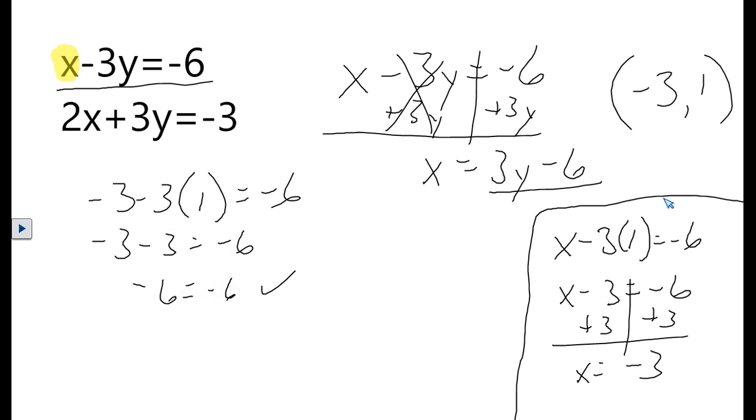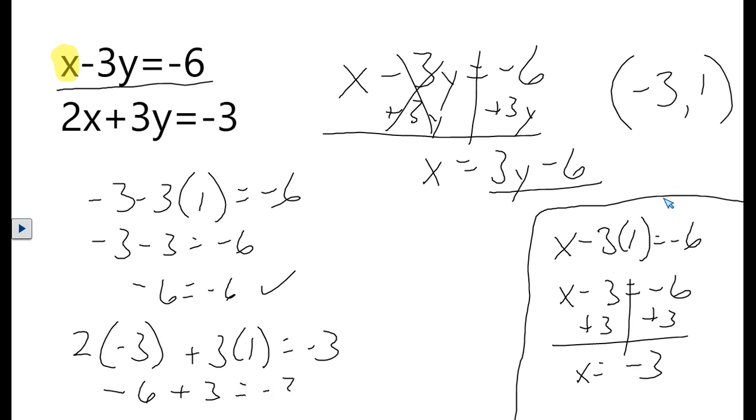Let's try the second one. 2 times x, 2 times negative 3, plus 3 times 1. 2 times negative 3 is negative 6. Negative 6 plus 3 is equal to negative 3. Negative 3 equals negative 3. That checks out. So I know that's my solution.